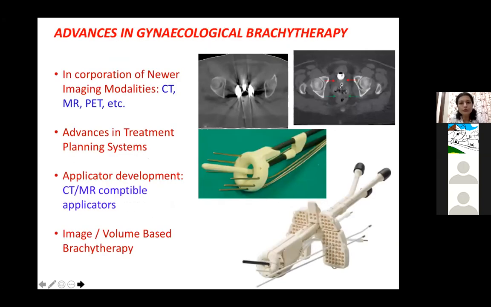So as we moved on with the external beam radiation and advancements, there were advancements in gynecological brachytherapy also, which were relatively slower, but they did happen. So we had incorporation of newer imaging modalities in the form of CT scan, MR, PET. We had advancements in treatment planning systems simultaneously. Then we had applicator developments.